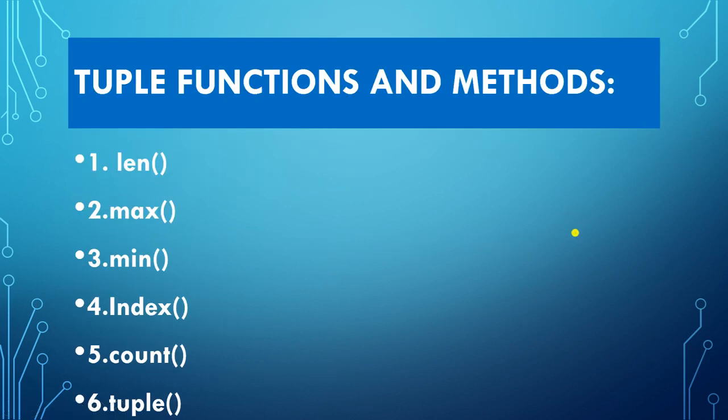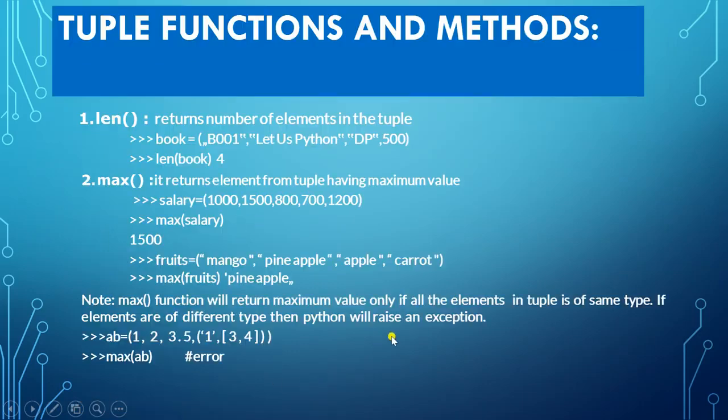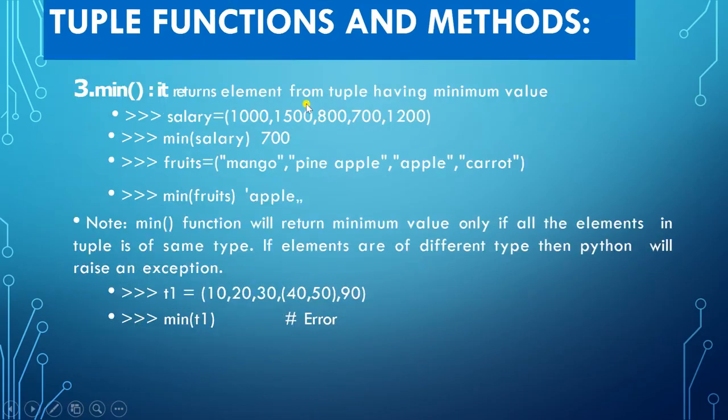Tuple functions and methods. These are the tuple functions: length function, max function, min function, index function, count function and the tuple function. The length function will give the total number of elements in the particular tuple. Maximum will give you the maximum element. This is the example; you have to just go through these examples. Now next is the minimum.